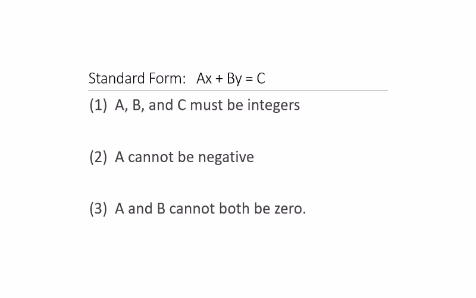A is a little more specific. It cannot be negative. So a actually has to be a whole number. It can't be a negative number. So b and c can be an integer. A has to be greater than or equal to 0. And then number 3 says a and b cannot both be 0. So a can be 0 as long as b isn't, or b can be 0 as long as a isn't, but they both can't be 0 at the same time. Okay. All right. So let's look at some examples.